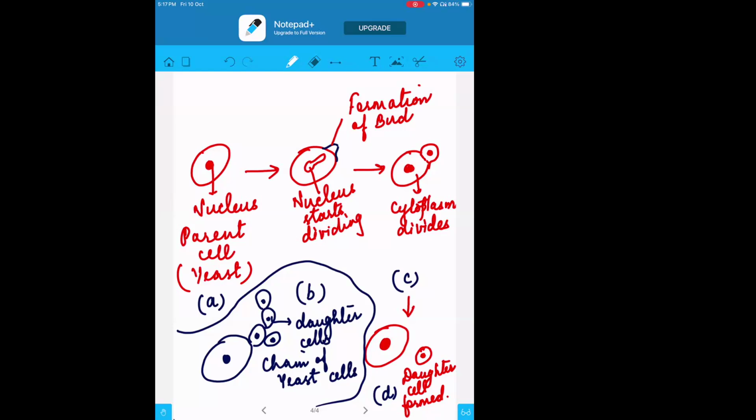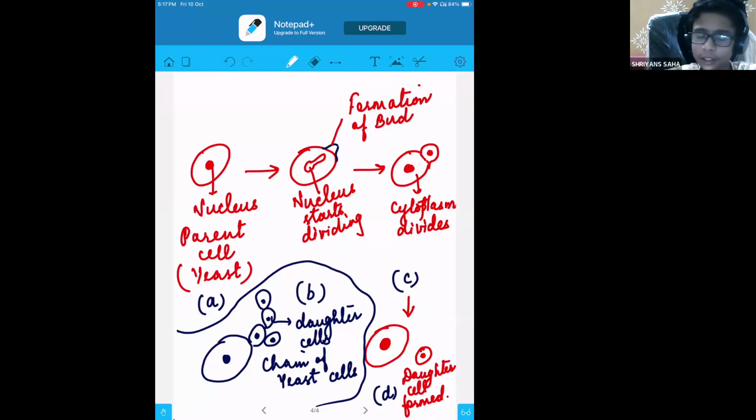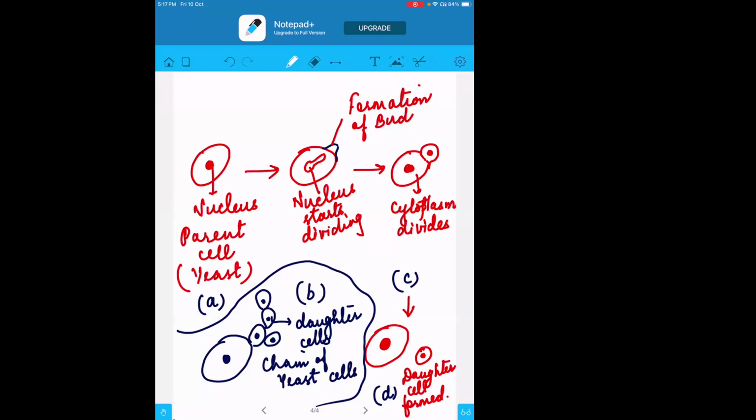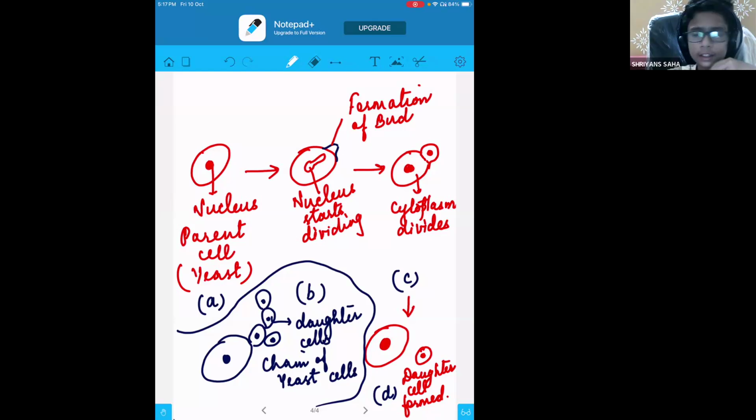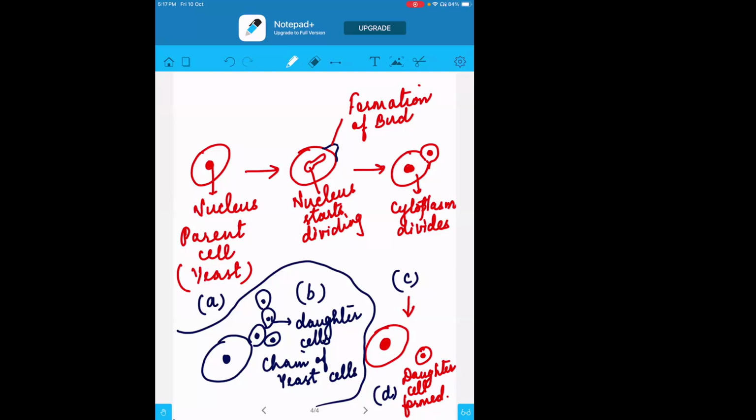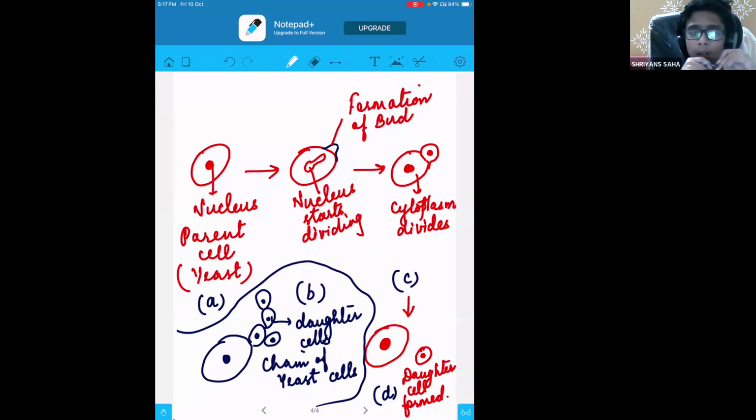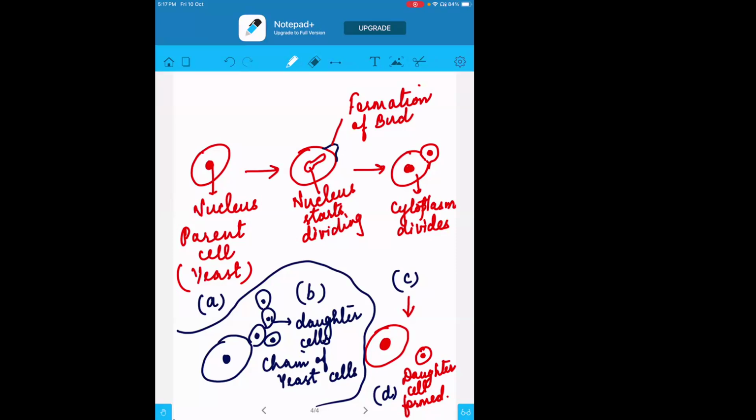Any doubts? Tell me. Ma'am, can these cells communicate with each other? Ma'am, yeast cells are living organisms, so can they communicate? Communicate in the sense that they cannot talk, right? Ma'am, how do they know where to go and where not to go? See, they do not have very well developed organs, so they do not know where to go. It is because of different agents, like water and wind, that they reach from one place to another.